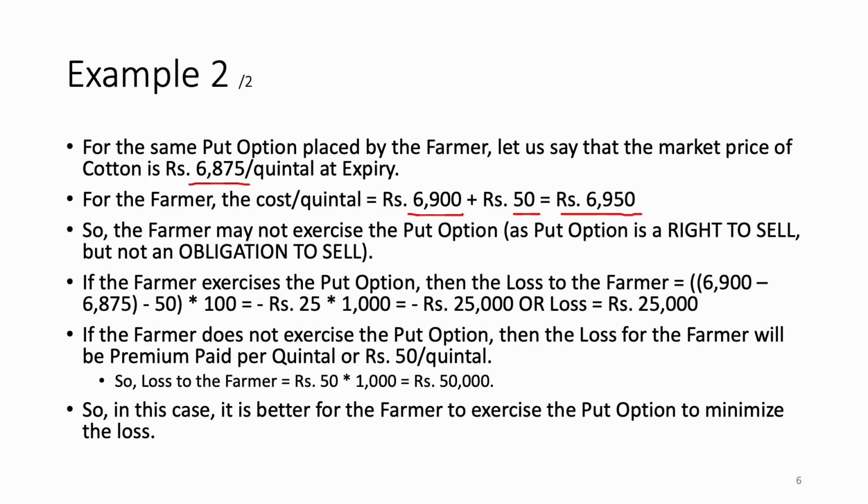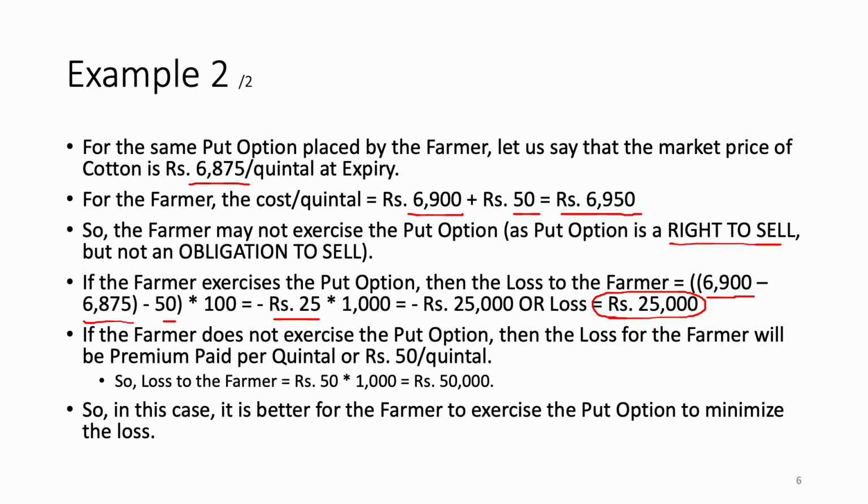If the farmer exercises the put option, then his position will be that he has purchased at 6900 minus 6875 minus 50 premium paid. So he will suffer a loss of 25 rupees per quintal, or a net loss of 25,000 rupees on this trade. Now the farmer has an option, that is, he has the right to sell. He can decide whether he wants to sell or not. He is not obligated to sell.